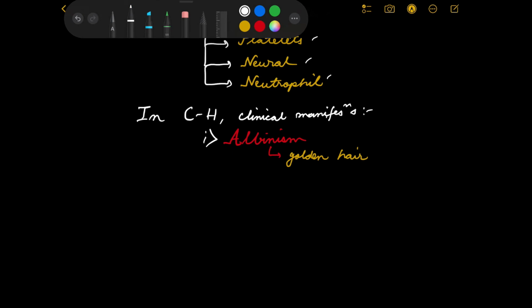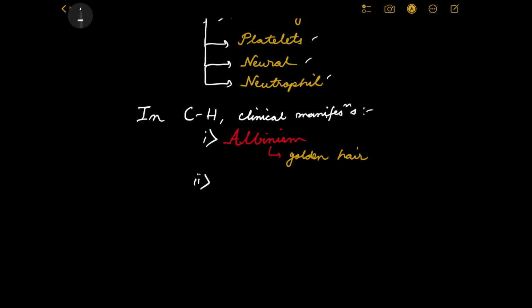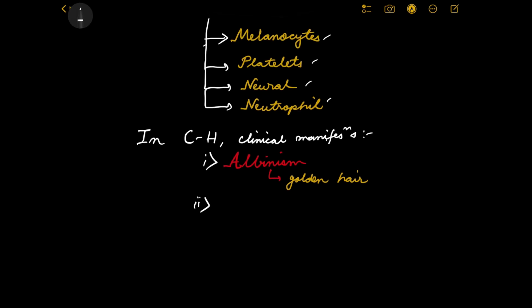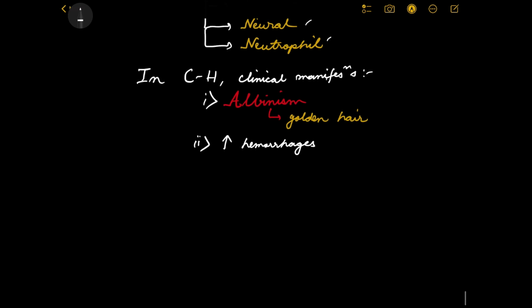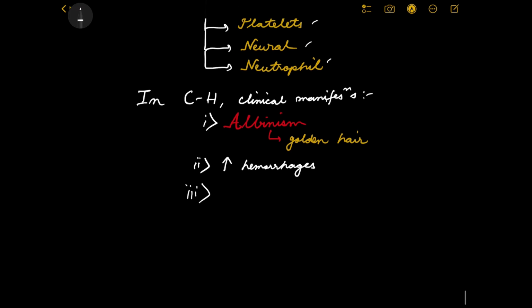Then obviously let's move on. What is the next cell which has it? Platelets. So defect in platelet function would mean that there is increased chances of hemorrhage, increased hemorrhages because of platelet functions. The third one, what is the third one?